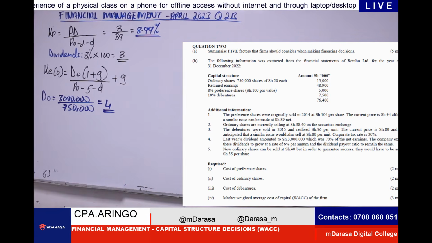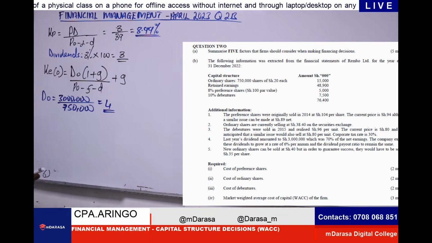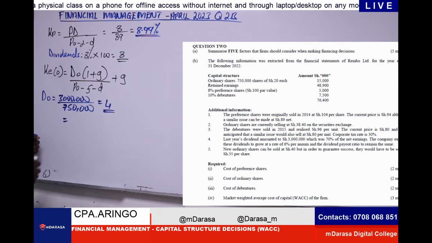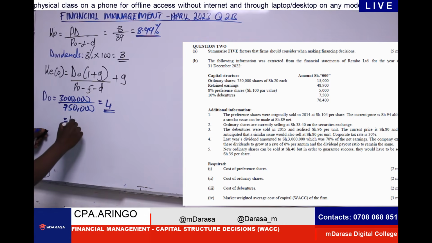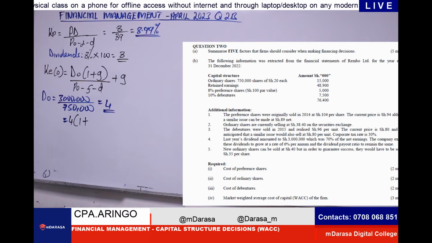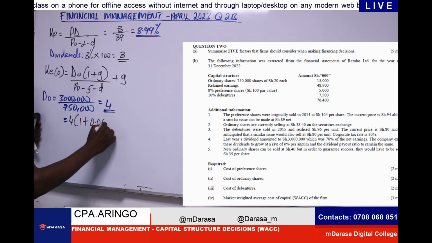The dividends per share, the dividends that we just paid, the previous year's dividends per share, we can see we're having the value of 4. So with a lot of confidence, I can say that therefore my D0 is 4, into 1 plus g. What are we given as our growth rate? You know that the dividends will be growing at the rate of 6%, so that is 0.06.